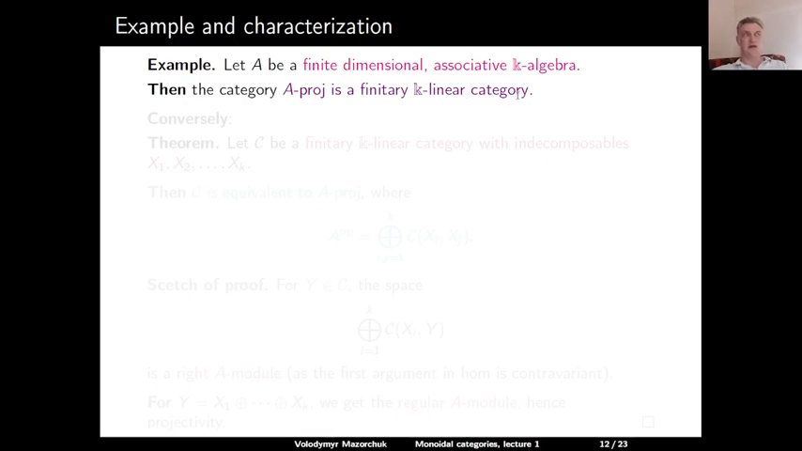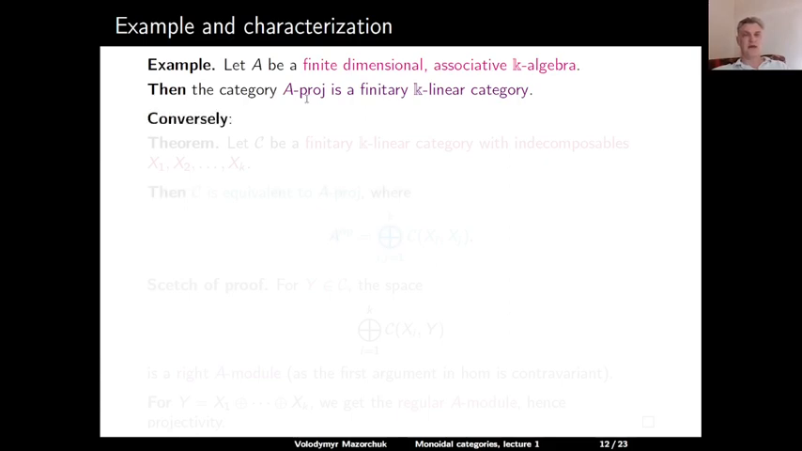Indeed, for a finite dimensional algebra, we have finitely many isomorphism classes of indecomposable projective objects. Any projective object is a direct sum of indecomposables, and any Hom between two finitely generated A modules is finite dimensional. Therefore, A-proj with little p is a finitary k-linear category.